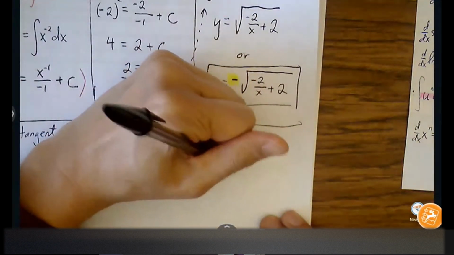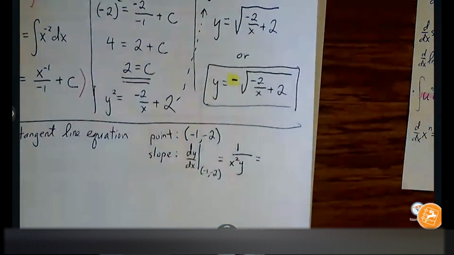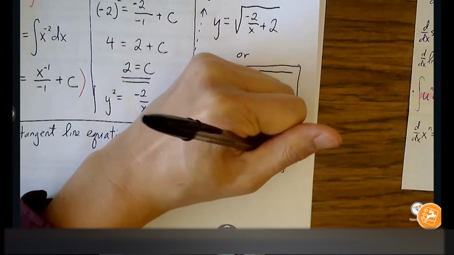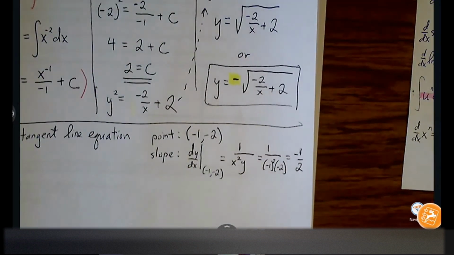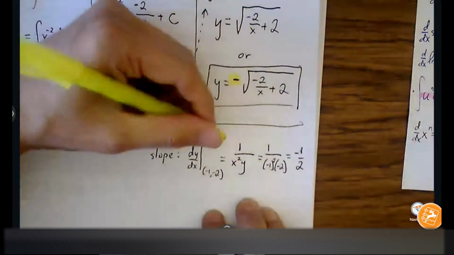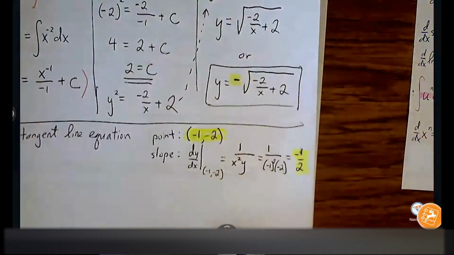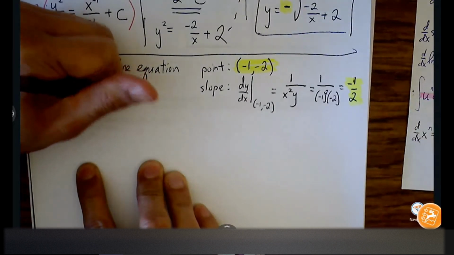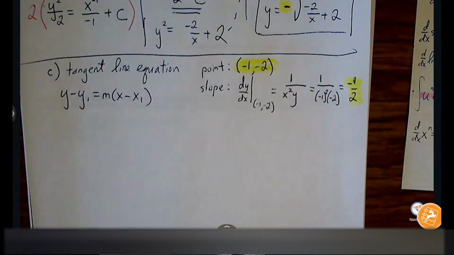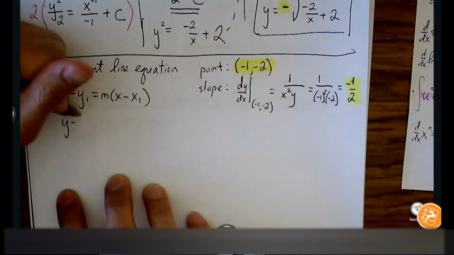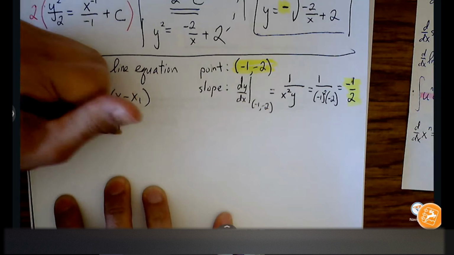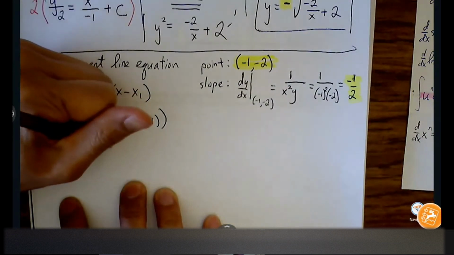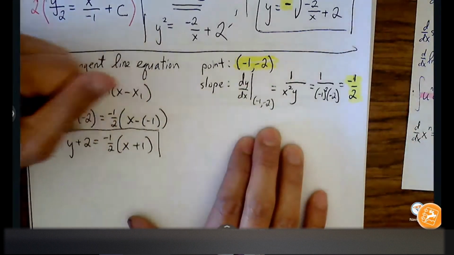So I'm going to write the formula here. Put -1 in for x, -2 in for y. And that just cleans up to be -1/2. So I have my ordered pair and I have my slope. Now we just do point-slope. Replace the x1, y1 with -1, -2. Replace the m with -1/2. Clean this up. So here's our tangent line equation.